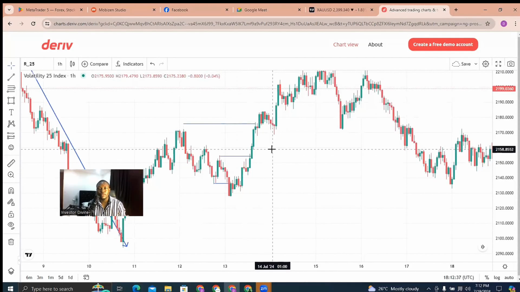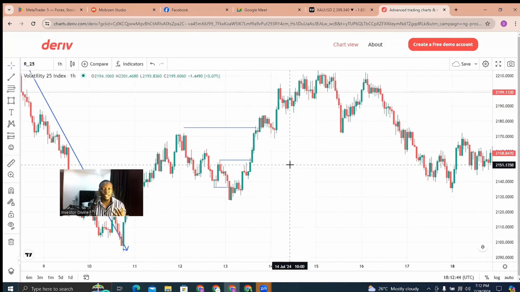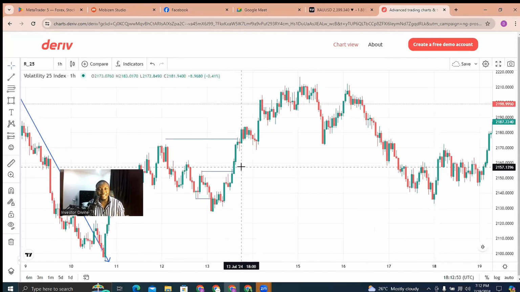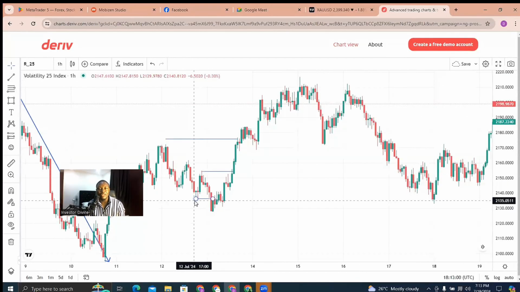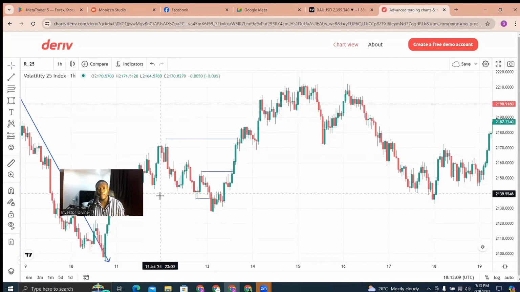Now, this first break of structure that you can see here, some people call it CHoCH, that is change of character, but it's not yet identified as a change of character. Yes, it is called a transactional liquidity. Now, the market took out this liquidity first, then created a transactional liquidity. That is, it broke structure to the upside.